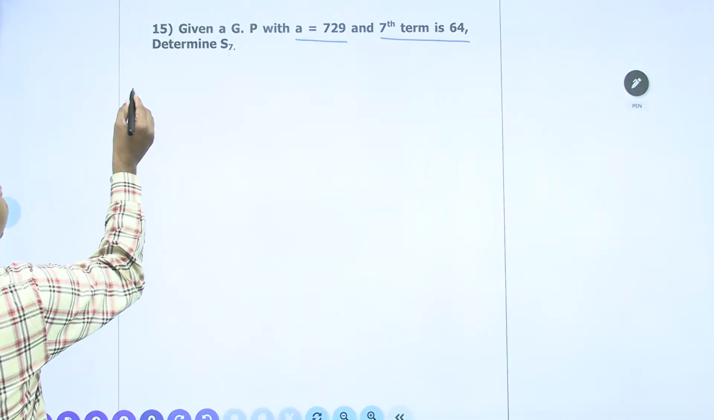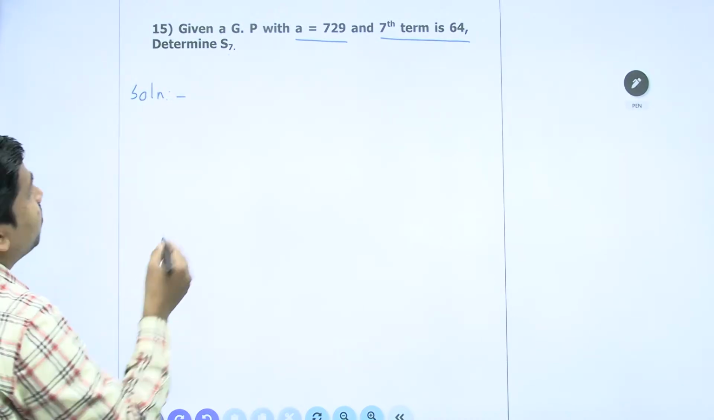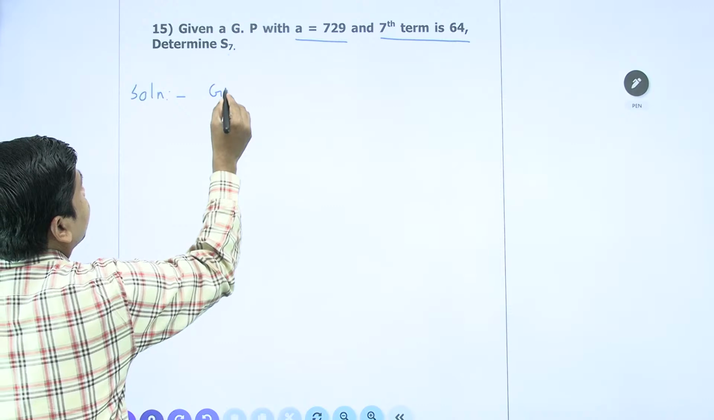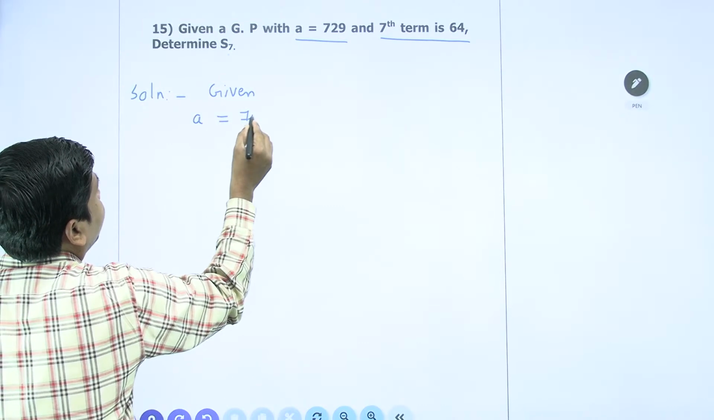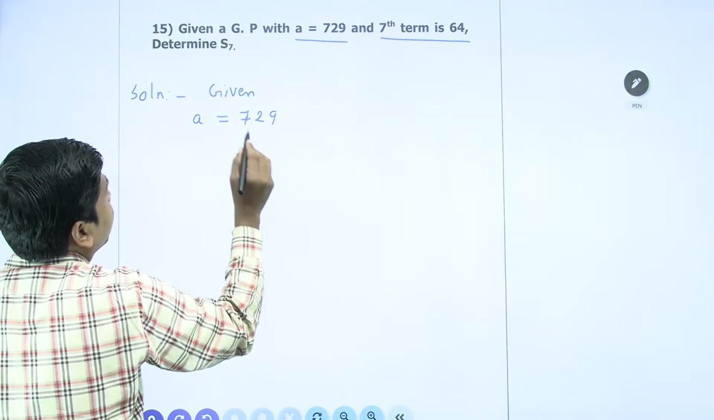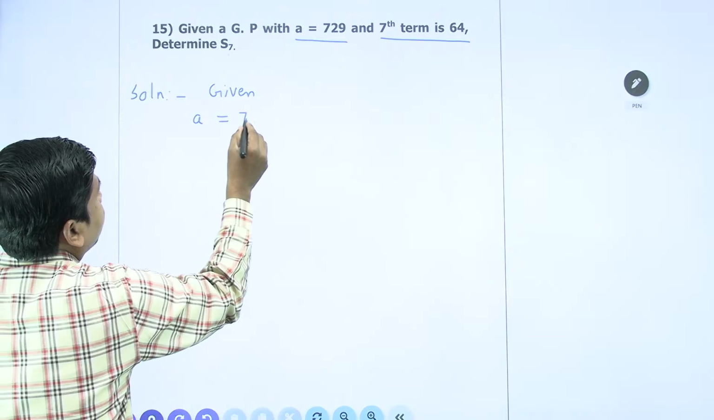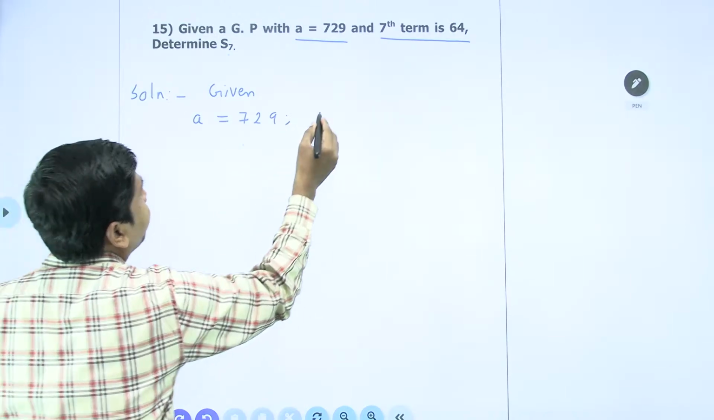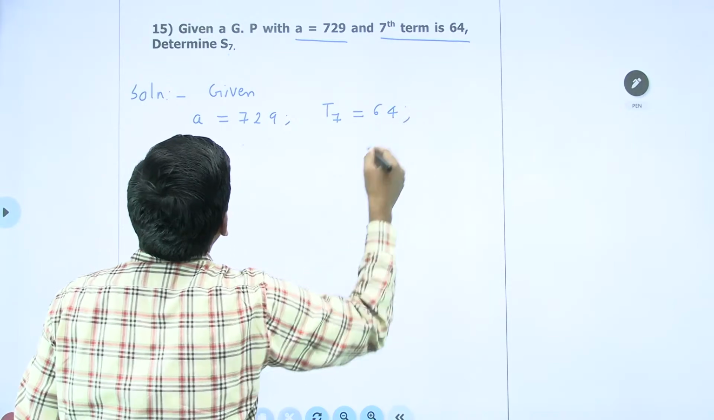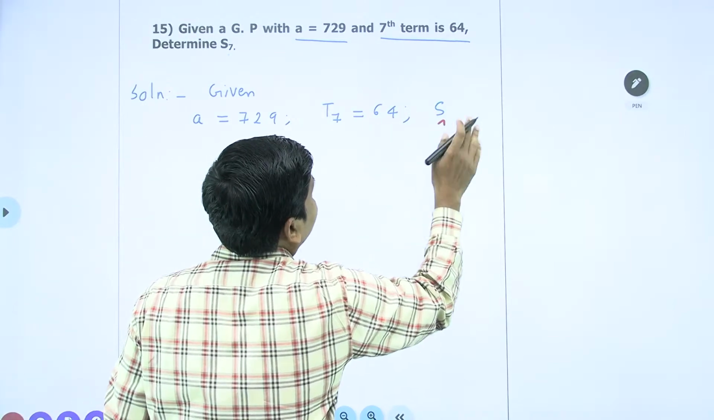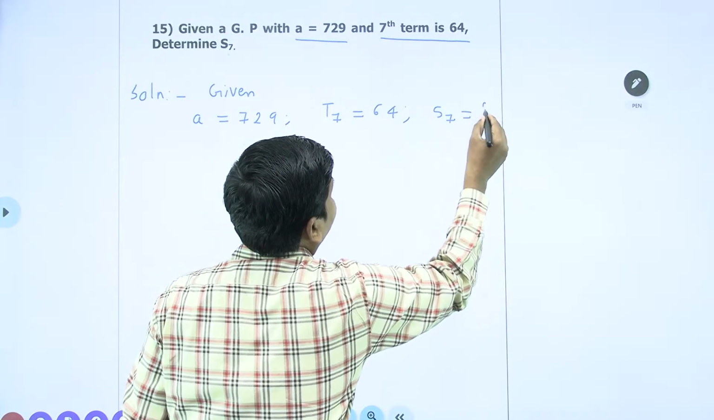Solution. Given a GP with A equal to 729, the seventh term T7 is 64. Determine S7. S7 is the question mark.